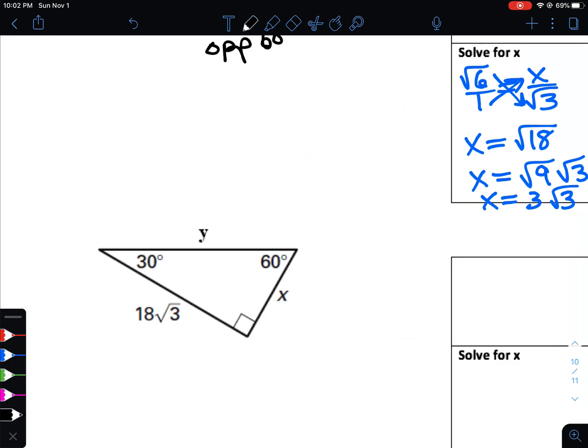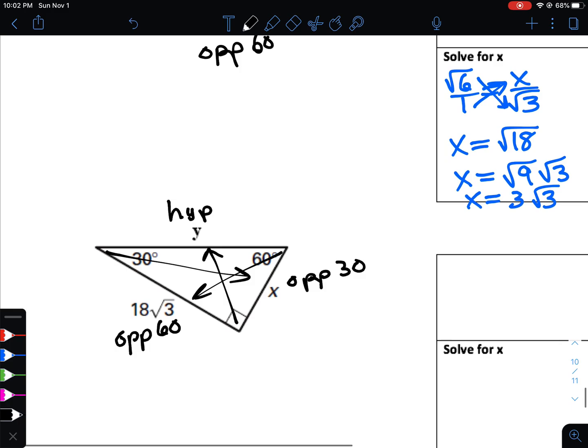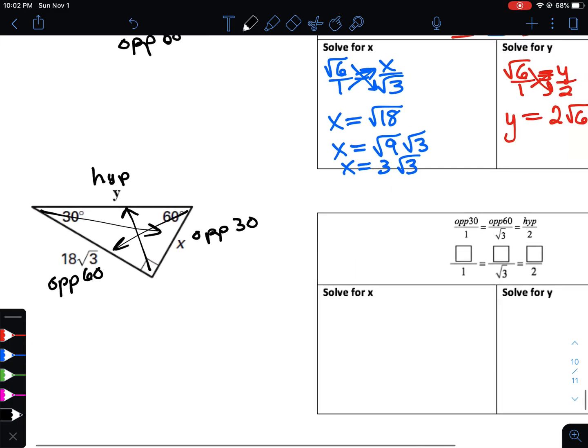All right, for our next one, let's go ahead and get all of our sides labeled. So opposite our right angle is going to be our hypotenuse. And then same thing for opposite our 30 and opposite our 60. All right, so plugging those into our proportion, opposite 30 was x, opposite 60 was 18 over square root of 3, and hypotenuse was y.